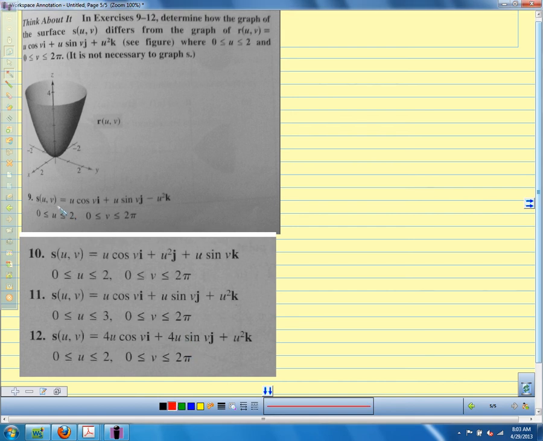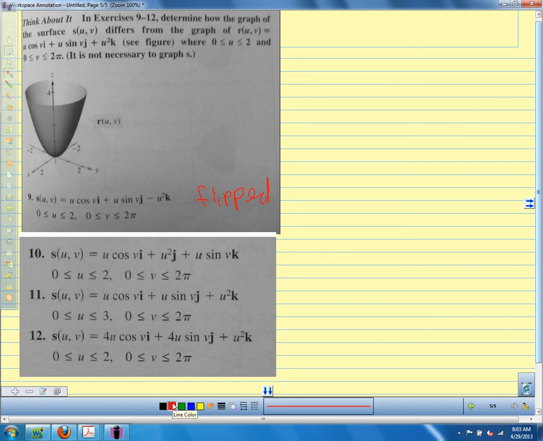So what is number 9? We have u cosine v i plus u sine v j minus u squared k. What's that going to do to it? Flip it upside down. So we're just turning the z's negative. So this is going to be flipped. This is on page 1105 again, number 9 through 12. So it's going to flip or reflect over the xy plane, I guess we could say.